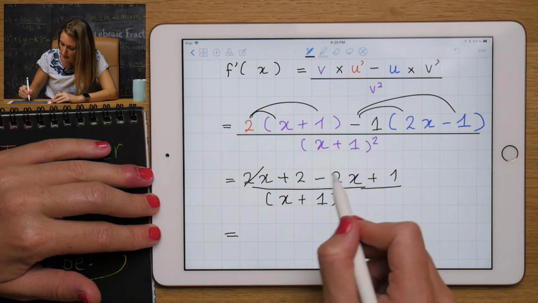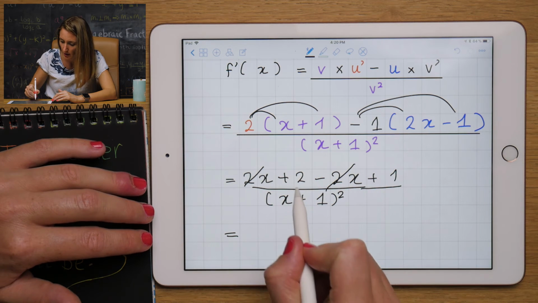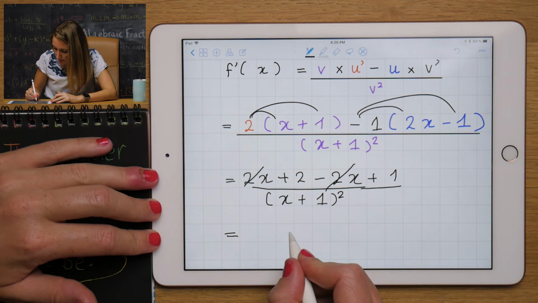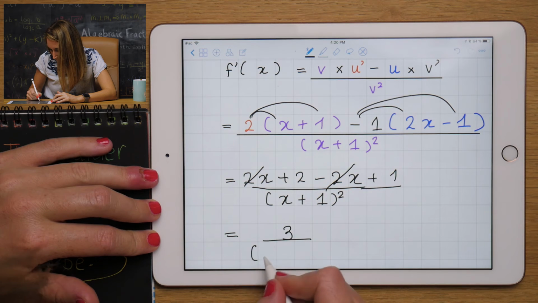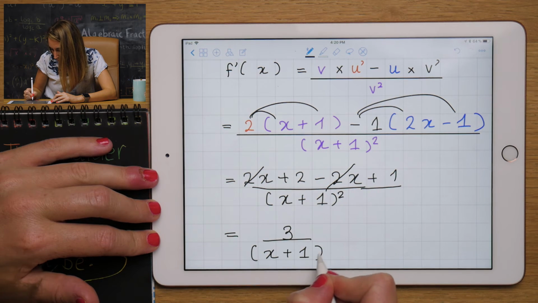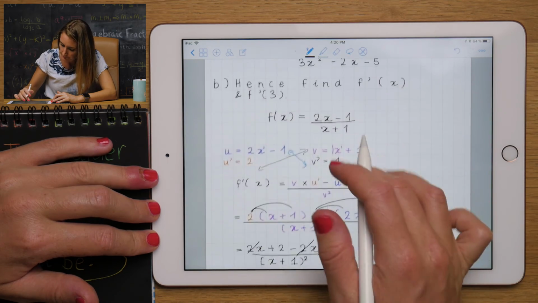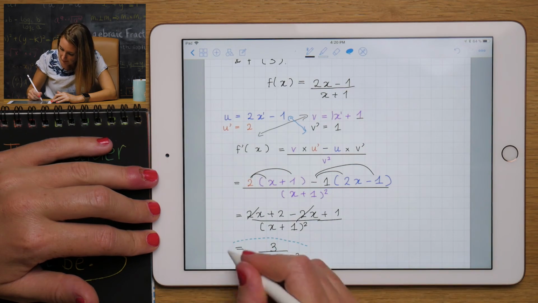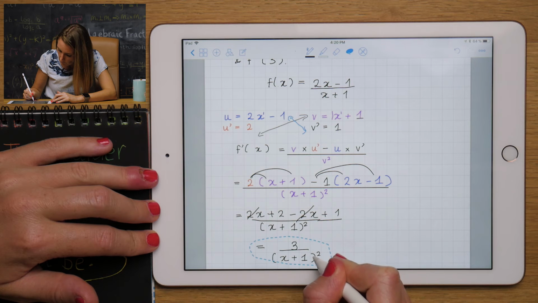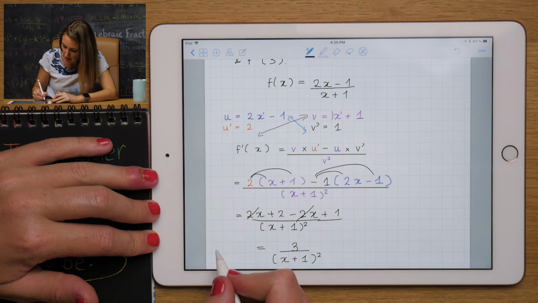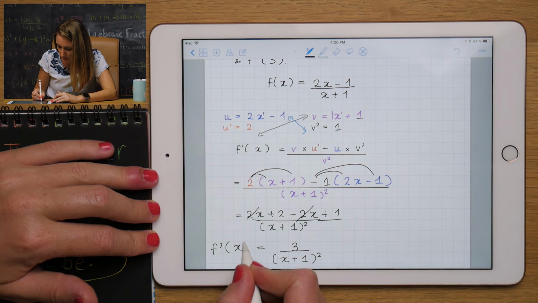Simplifying down, 2x minus 2x will be nothing, and 2 plus 1 is 3. So final answer, 3 divided by x plus 1 all squared. And that will be our f dash x. That's our differentiated version of x.